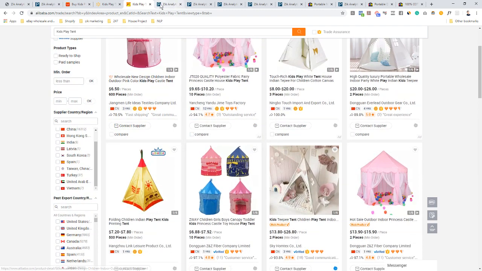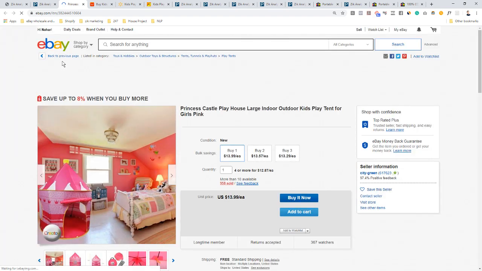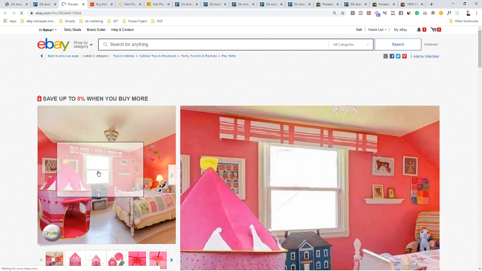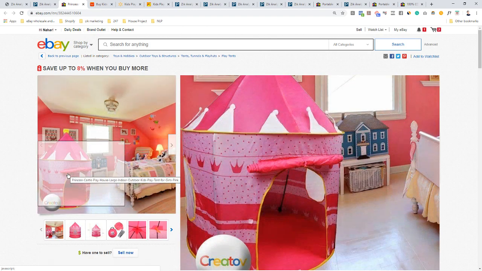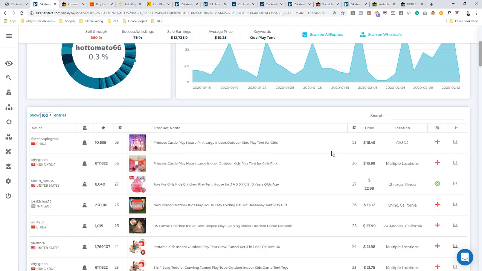Okay. So let's compare this to our eBay products here. First product with a lot of lights and everything. It's a Princess Castle Playhouse Pink Large Indoor, selling for $18.49. This simple pink one selling for $13.99 and is one of the top selling products on page one. This is a good product. Lifetime sales 958. Last 30 days 36 sales. This is a product we can work with, $13.99.